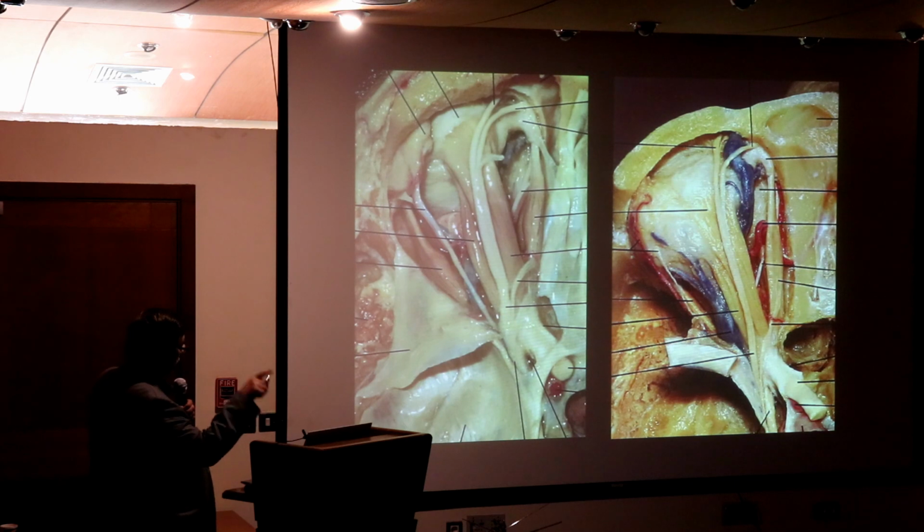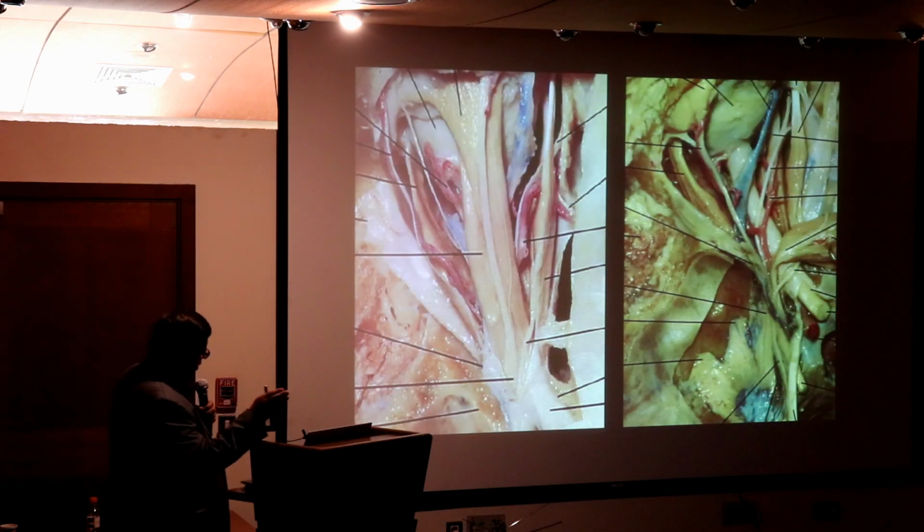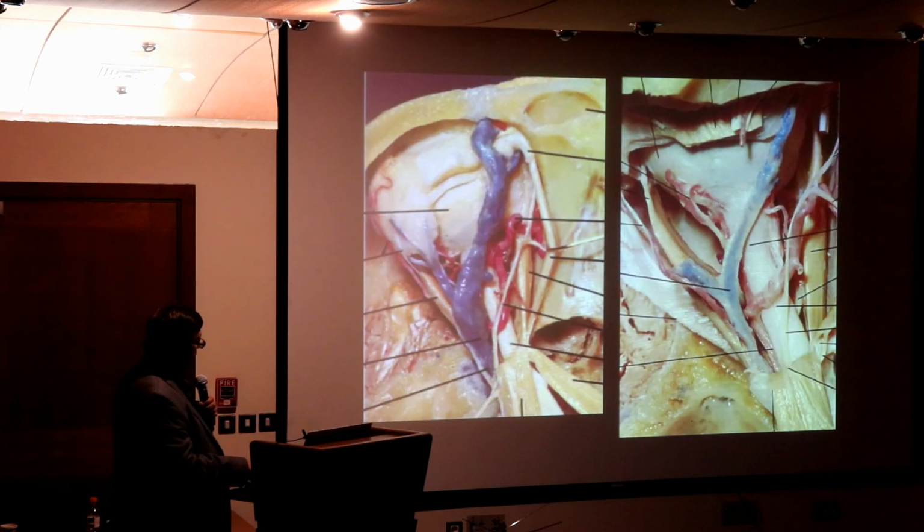Why am I showing this? Because we are going to see it in the video. So you can go medial or lateral, and you can see the optic nerve. There are so many structures in there, crowded in this very little space. This is the superior ophthalmic vein.